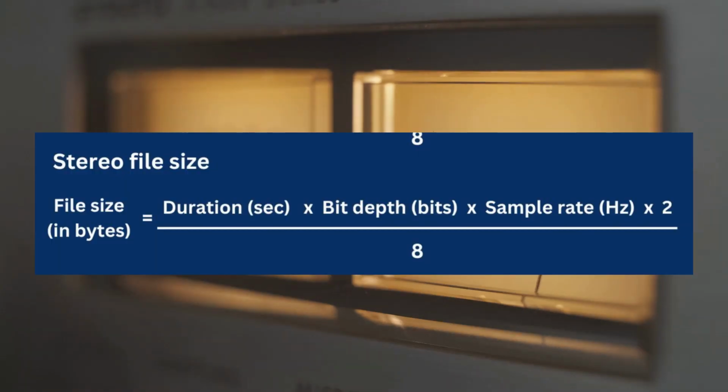For stereo audio, the formula is slightly different to account for the two channels. File size in bytes is equal to the duration in seconds times the bit depth in bits, times 2 for the two channels, divided by 8.